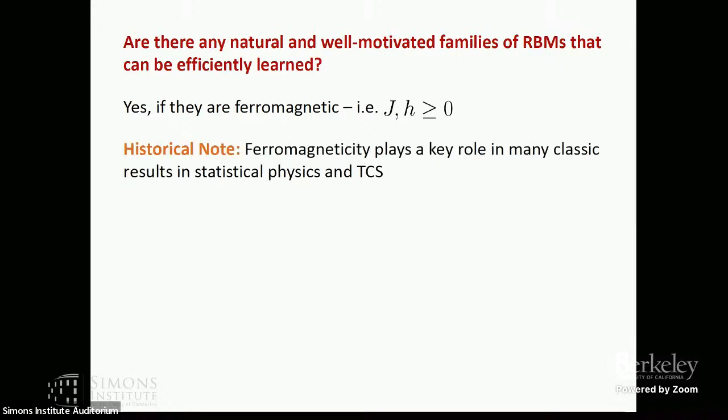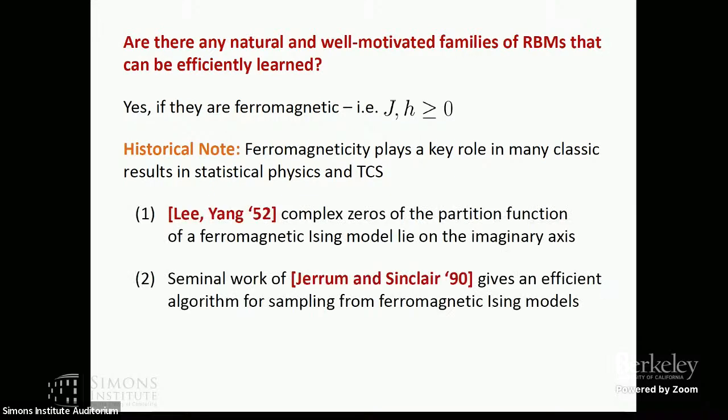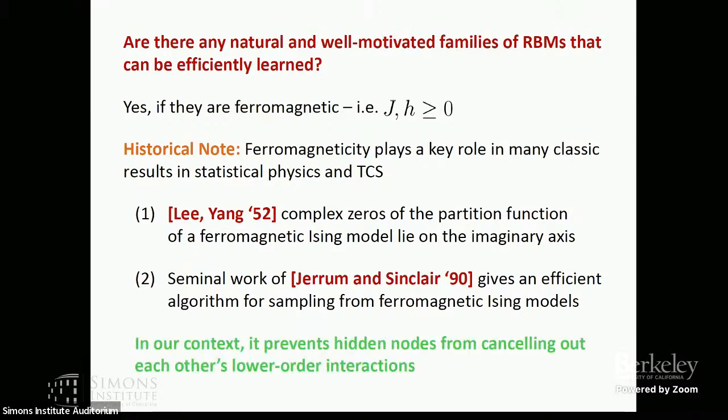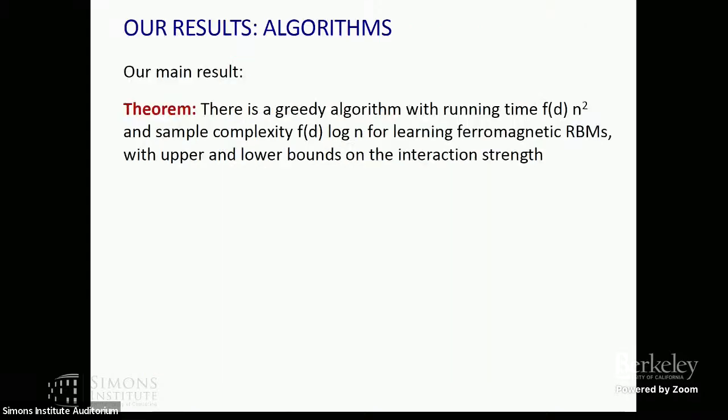So there's a long history of study of ferromagneticity. It plays a key role in classical statistical physics, theoretical computer science. And these types of models then have applications to things like the spread of innovation on social networks is one place they've used. I'll skip this, but you can ask me afterwards. But let me tell you about the main results, which I want to get to.